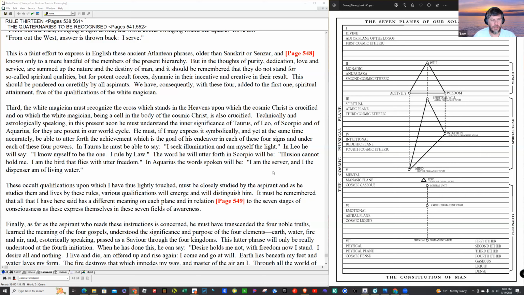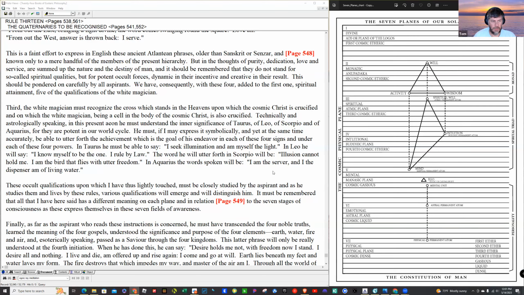Third, the white magician must recognize the cross which stands in the heavens upon which the cosmic Christ is crucified, and on which the white magician, being a cell in the body of the cosmic Christ, is also crucified. Technically and astrologically speaking, in this present eon, he must understand the inner significance of Taurus, of Leo, of Scorpio, and of Aquarius, for they are potent in our world cycle. He must, if I may express it symbolically and yet at the same time accurately, be able to utter forth the achievement which is the goal of his endeavor in each of these four signs and under each of these four powers. In Taurus, he must be able to say, I seek illumination and am myself the light.